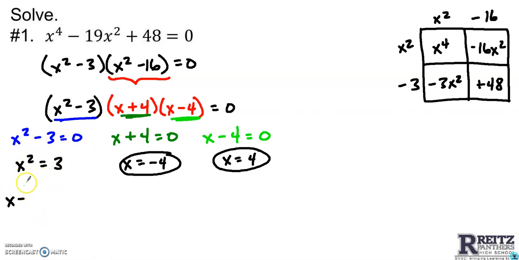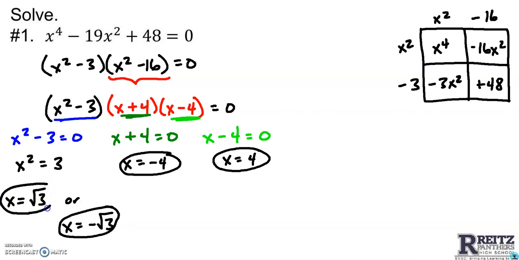So if x squared is 3, then by the square root property of equations, x either equals the square root of 3, which won't simplify, that's just going to be one of our answers, or x equals the opposite of the square root of 3. And there are our 4 unique solutions, which is how many we would expect.